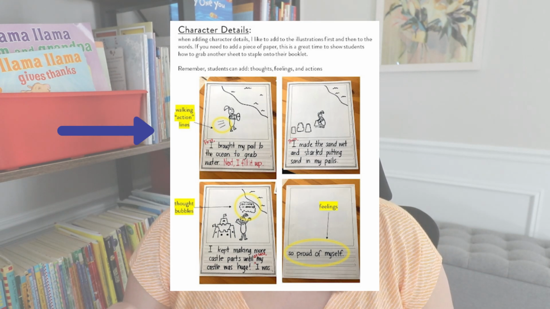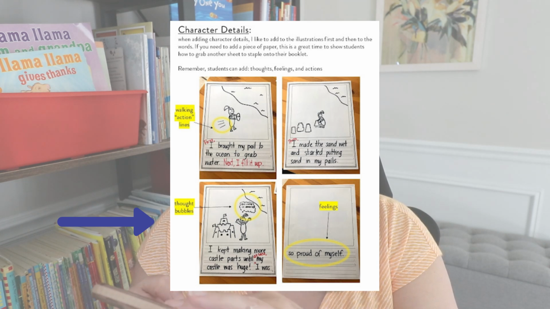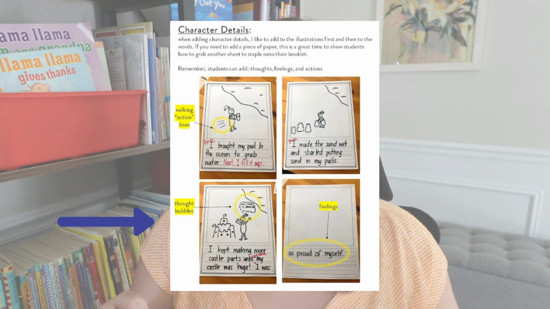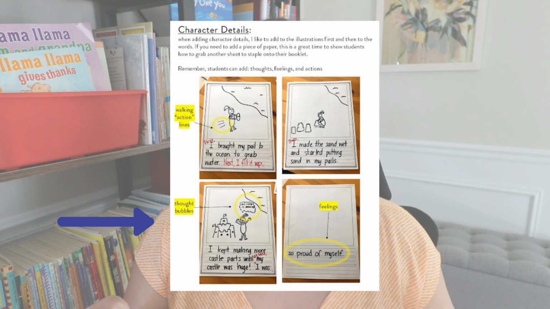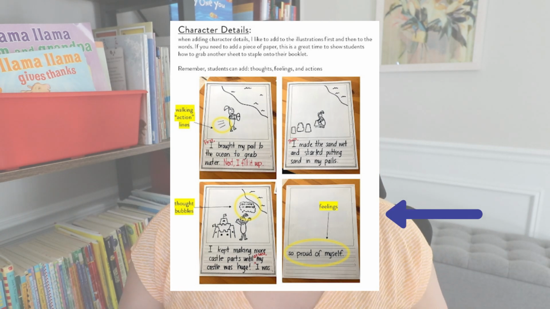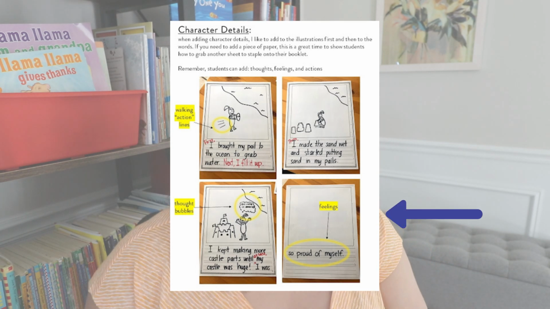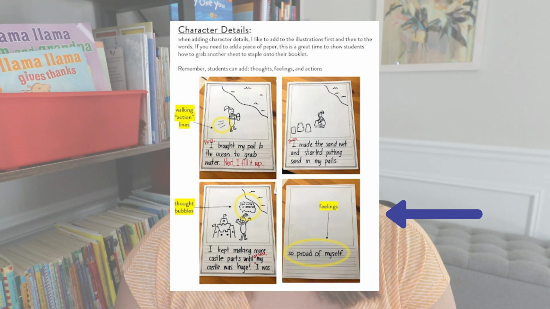And then I also added a thought bubble here where I said, "This castle is amazing," because clearly I'm so proud of myself. And wait a second, being proud of myself is another emotion, so I added another page to say I was proud of myself. You can see with each of these lessons, I'm giving students a way to add more to their story through the illustrations and through the words, however they choose to do that.